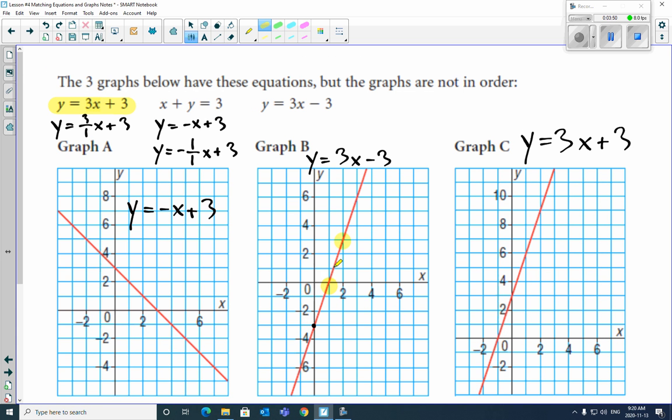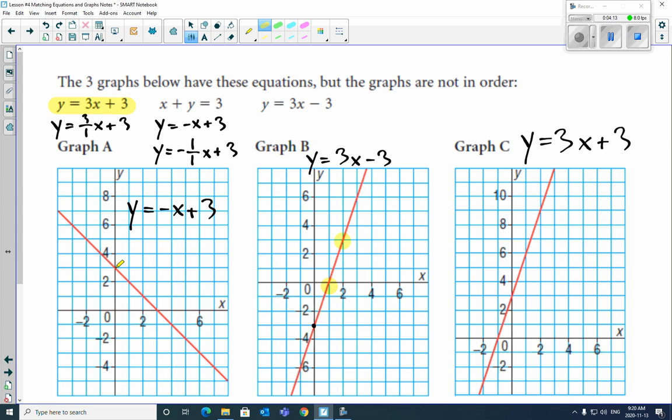Well, what does that mean for the other two with positive 3 as the y-intercept? Well, okay, they both have positive 3. That doesn't help us. But if you notice, one has a positive slope, one has a negative slope. Oh, we can look at that then. So the first one here, y equals 3 over 1x plus 3, or y equals 3x plus 3, has a positive slope. This one, the middle one here, y equals negative x plus 3, has a negative slope. Well, that helps us decide.